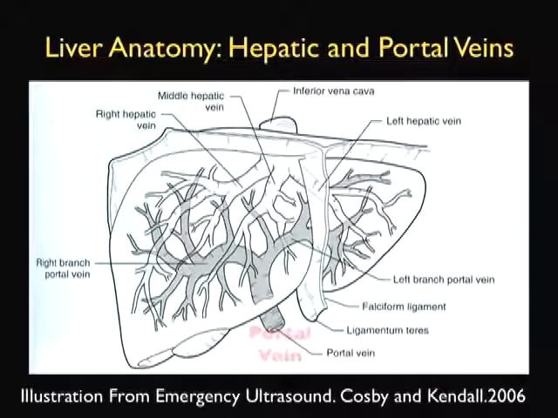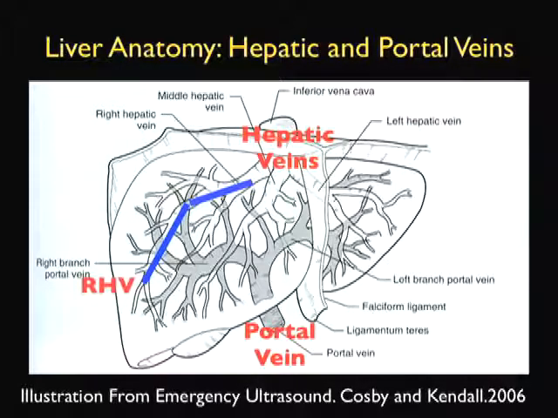Now let's review the hepatic and portal veins. We see the portal vein coming in at the bottom of the image, bringing oxygen-rich and nutrient-rich blood from the intestines for filtering by the liver. We see it branching into the right portal vein and the left portal vein. Notice the hepatic veins at the top of the image, and remember that the hepatic veins drain the filtered blood from the liver into the inferior vena cava. We see the three hepatic veins, the right hepatic vein, the middle hepatic vein, and the left hepatic vein.